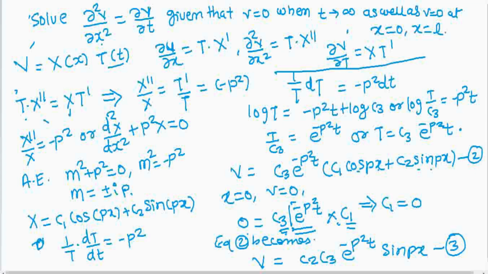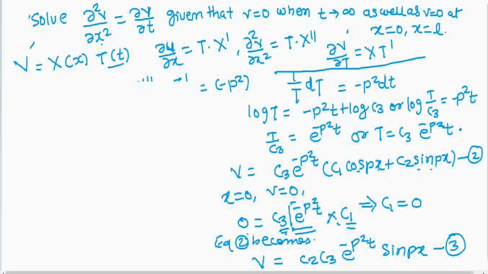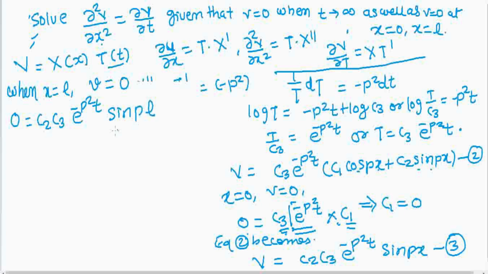Now again apply the second condition. What is our second condition? X is equal to L. When x is equal to L, v equal to 0. So put x equal to L in the third equation: v equal to c2 into c3 into e raised to minus p square t into sine pL.